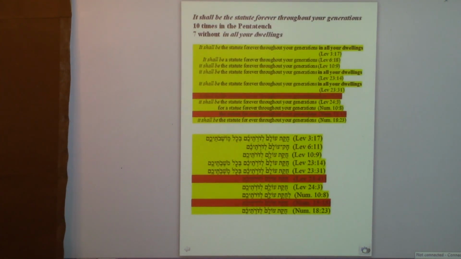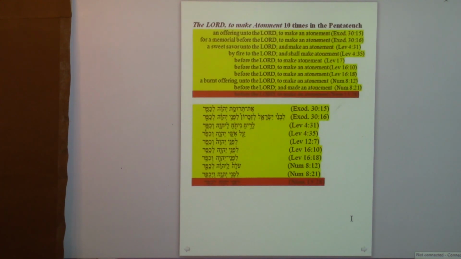It shall be the statute forever throughout your generations. That's a rather long one. That phrase repeats 10 times. And then there are 7 in a subset that add the phrase in all your dwellings. So notice that they're in bold type there. So we have 10 times the phrase, it shall be the statute forever throughout your generations. And then there are 3 more in all your dwellings. So we have 3 within all your dwellings and 7 without, a total of 10. Notice the redactor's contribution at just the right places. And the Lord to make atonement, 10 times in the Pentateuch.